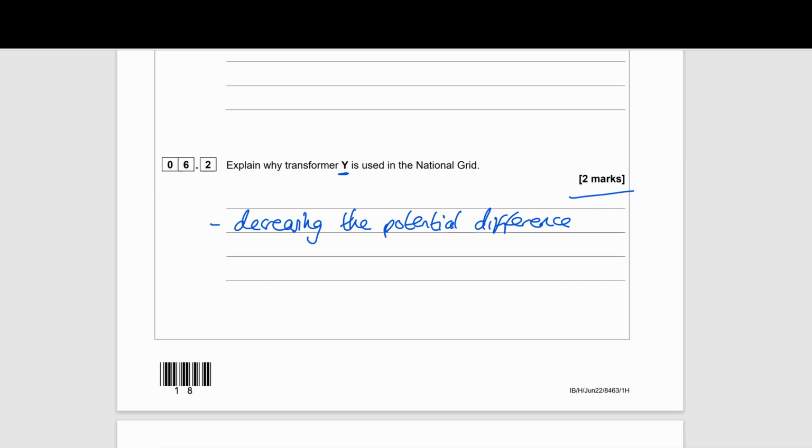Now, why do you want to decrease the potential difference? The problem is now, when the potential difference is too high, that is dangerous. It can lead to electric shock. So, we want to make sure that when our electricity is supplied to our home, that it's safe to be used. So, decreasing the potential difference makes electricity use safer around the home.